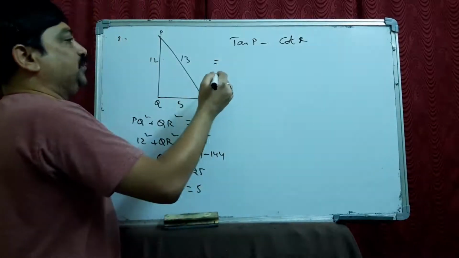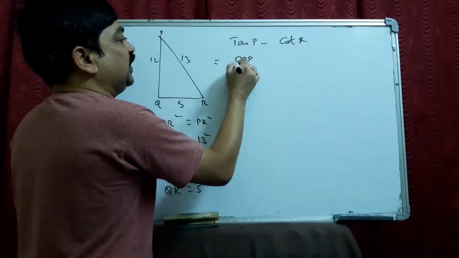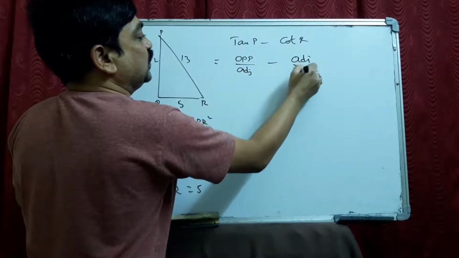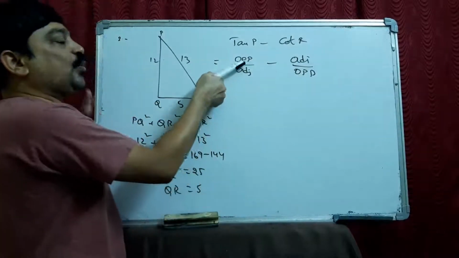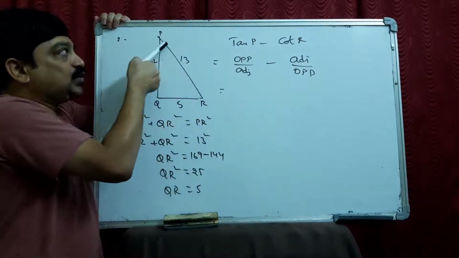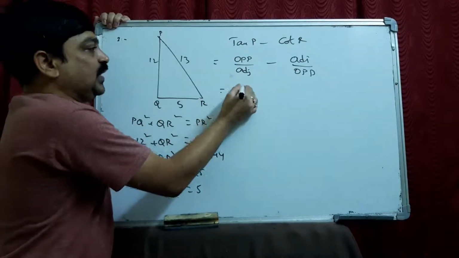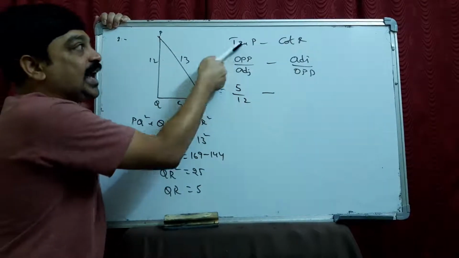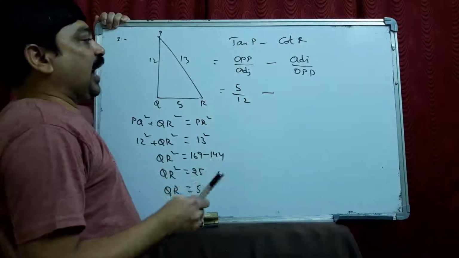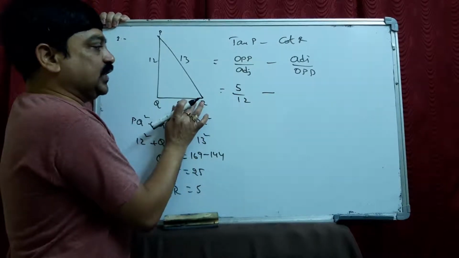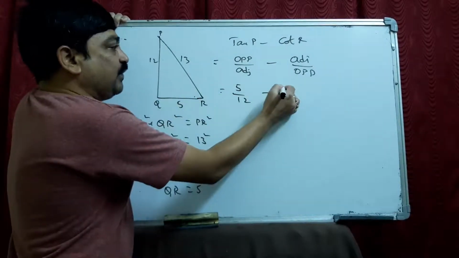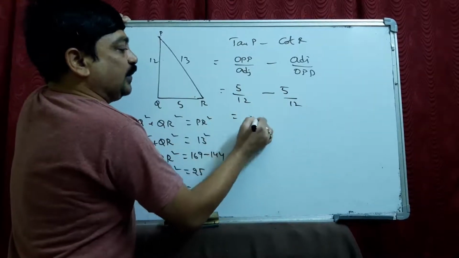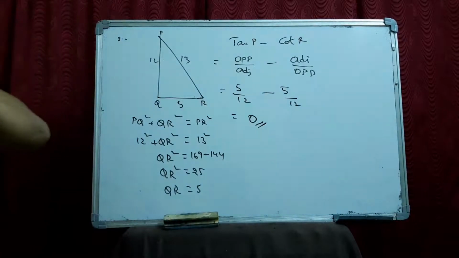Okay. Tan P. Tan P means opposite by adjacent side. Cot is adjacent side by opposite. But here, opposite means opposite to whom? Opposite to P. Opposite to P is 5. Adjacent to P is 12. Okay. Adjacent to, because this is tan P. Now cot R. Okay. R. R is here. Adjacent to R is 5. And opposite to R is 12. So 5 by 12 minus 5 by 12, it is 0. Okay.